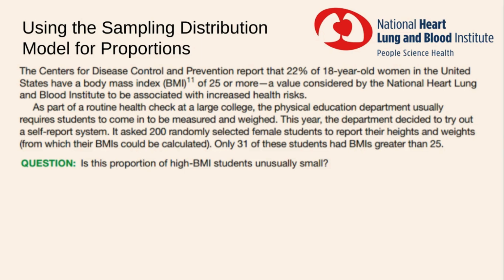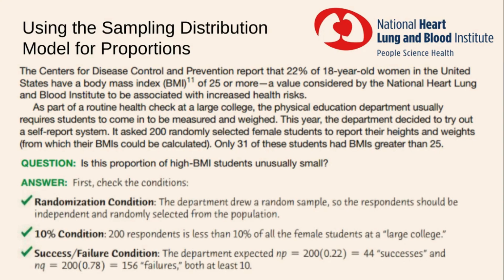As part of a routine check at a large college, the phys ed department usually requires students to come in to be measured and weighed. This year, the department decided to try out a self-report system. It asked 200 randomly selected female students to report their heights and weights from which their BMIs could be calculated. Only 31 of these students had BMIs greater than 25. Here's the question. Is this proportion of high BMI students unusually small? Before we begin, we need to check a few conditions.